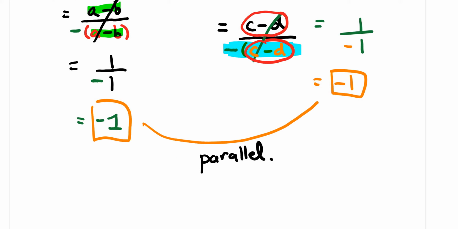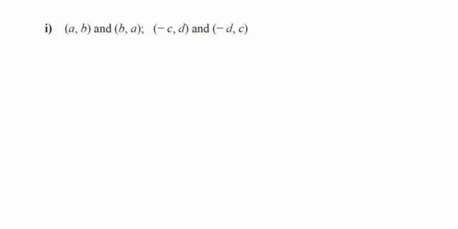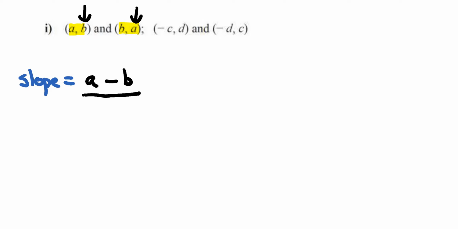Okay, we're going to skip H, and let's go ahead and do I next. So let's find the slopes with A, B and B, A. So I have A, B and B, A. Let's go ahead and find my slope here. My y2 value is A, so A minus my y1 value, which is B, divided by my x2 value, which is B, minus my x1 value, which is A.